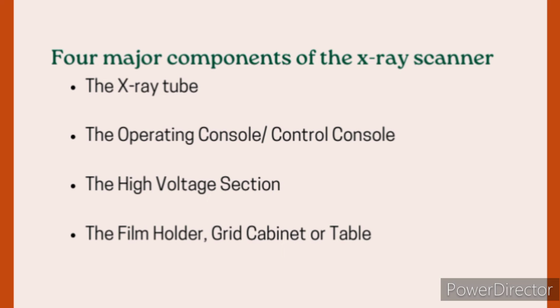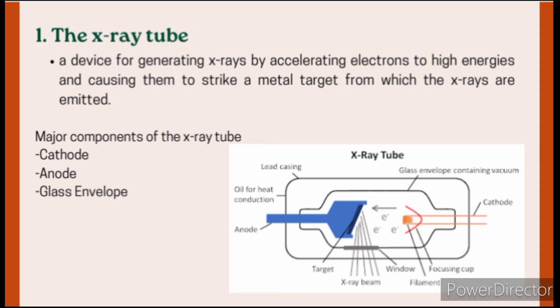Four major components of X-ray scanner. First, the X-ray tube. Second, the operating console or control console. Third, the high voltage section. Fourth, the film holder, grid cabinet, or table. The X-ray tube. The X-ray tube is a device for generating X-rays by accelerating electrons to high energies and causing them to strike a metal target from which the X-rays are emitted.